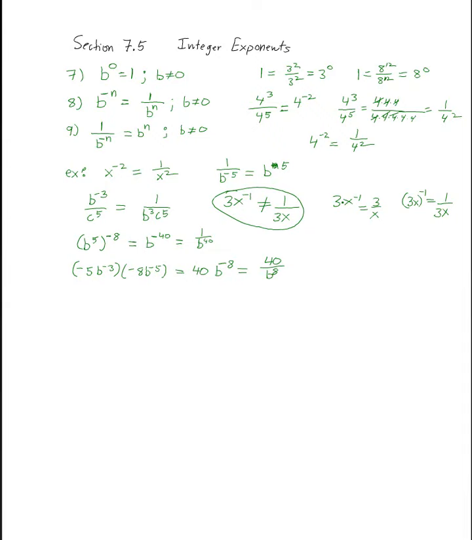All right, a couple more problems here and we'll be all done. How about 4b to the negative 2 divided by 9b to the negative 5.